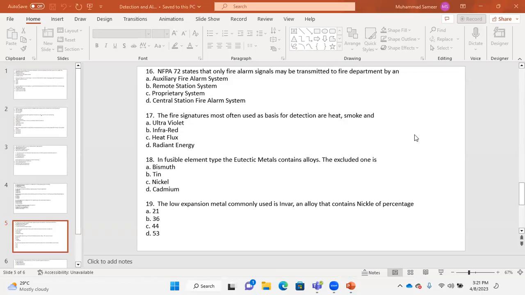Question number 19. The low expansion metal commonly used in war, an alloy that contains nickel of what percentage? The right answer is 36% nickel, and the remaining is iron. Exactly, the remaining 64% is iron. 36% is nickel.